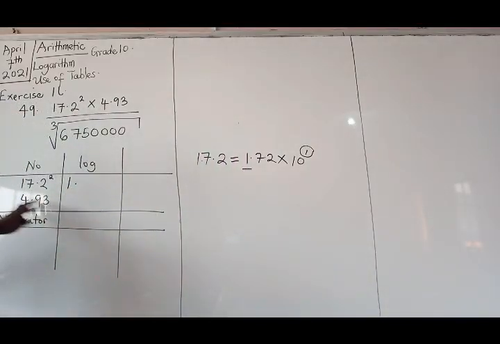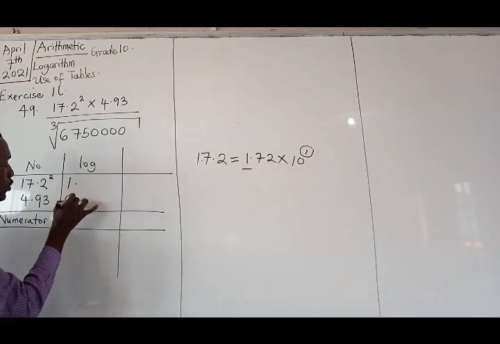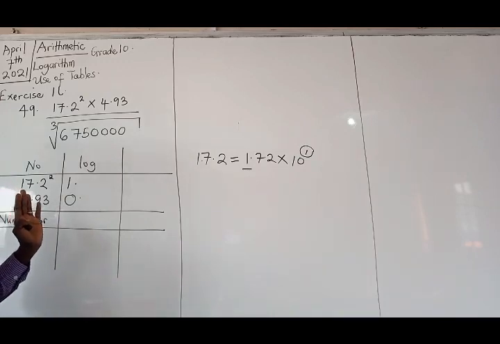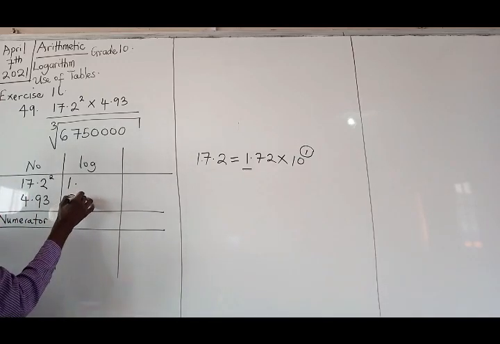Now, I'll come to this one. This is 4.93. It's already a unit decimal. So this will become what? 0 point. No movement is made. The number is a unit decimal. That will be 0 point.